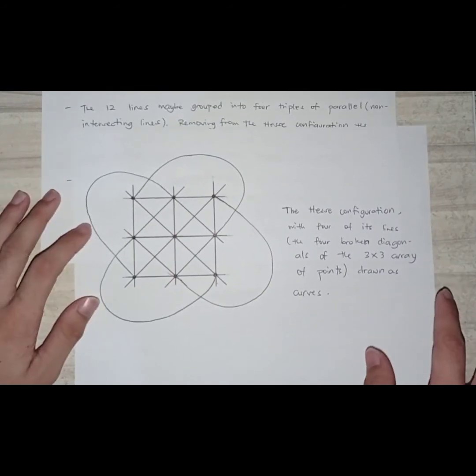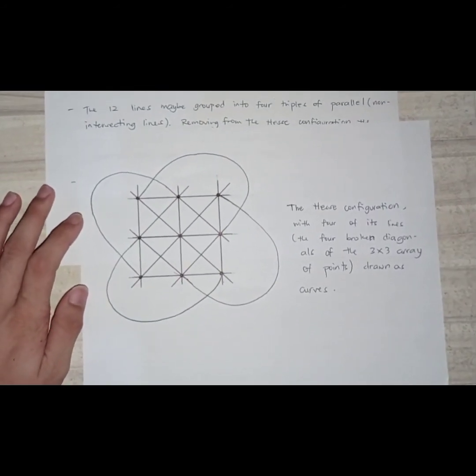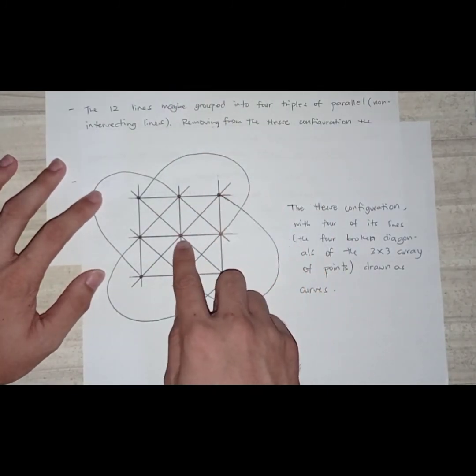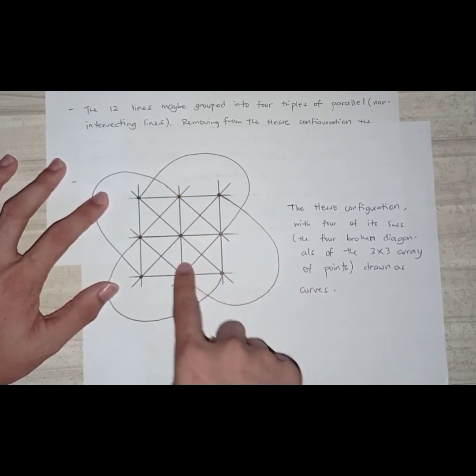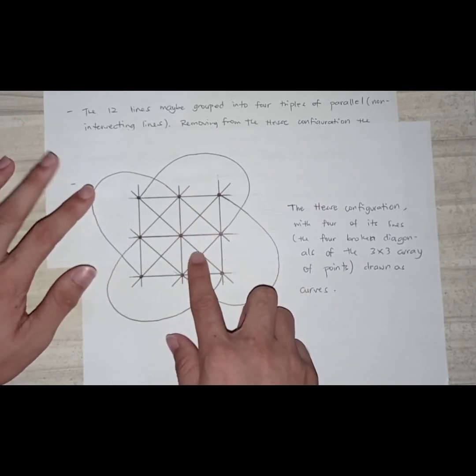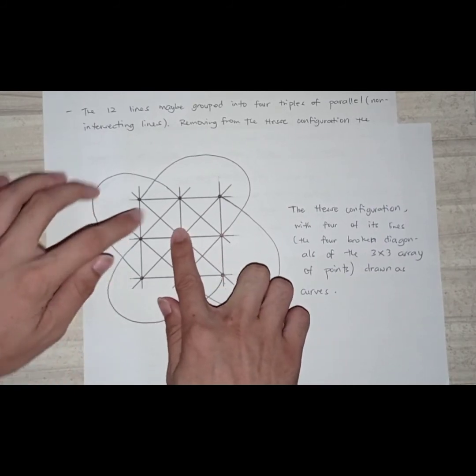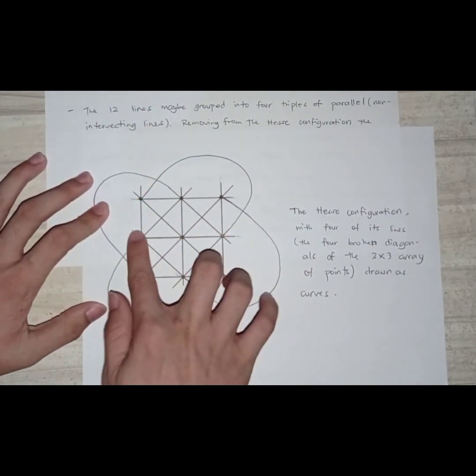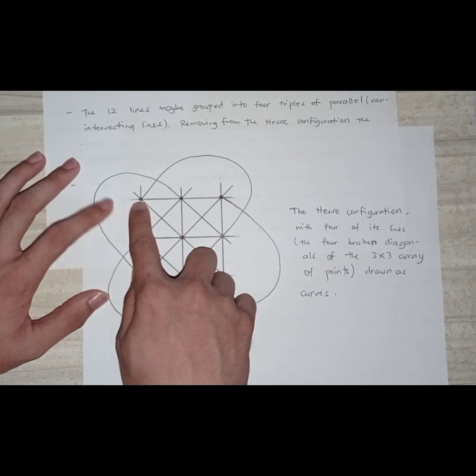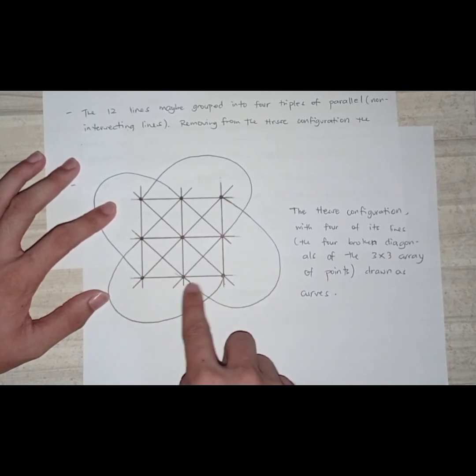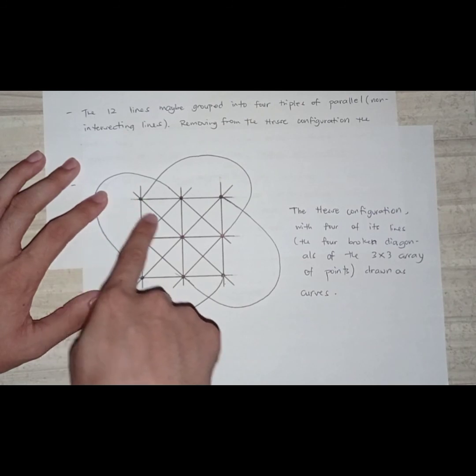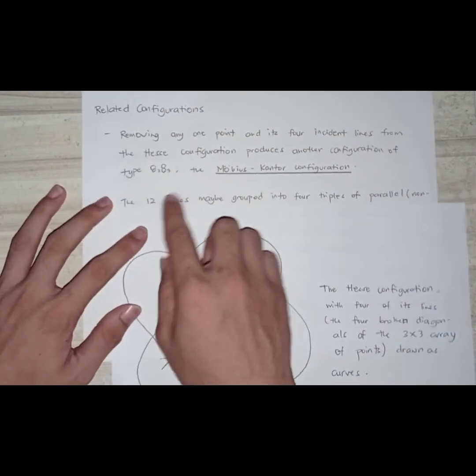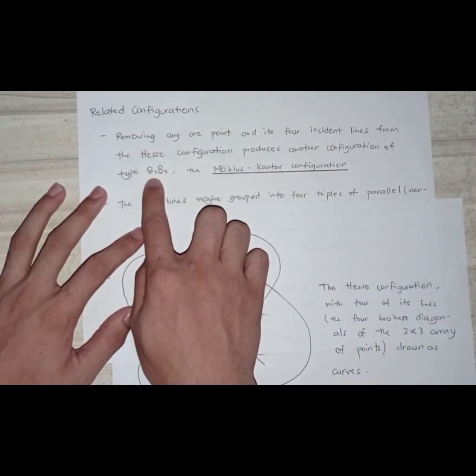So to explain that first related configuration, when you remove any 1 point and its 4 incident lines, you can form a Mobius-Cantor configuration. So let's see, if we remove this point here and these lines, we will form a Mobius-Cantor configuration. So we have 1, 2, 3, 4, 5, 6, 7, 8 points. And if we remove these 4 lines, we also have 8 lines. So it is true that we can form the Mobius-Cantor configuration of 8 sub 3, 8 sub 3.